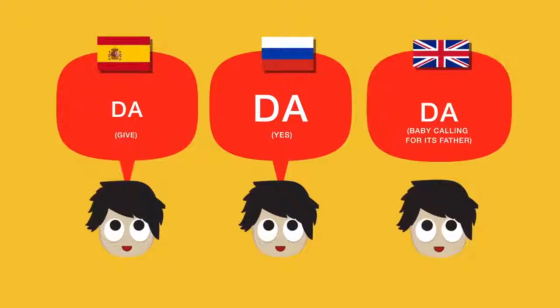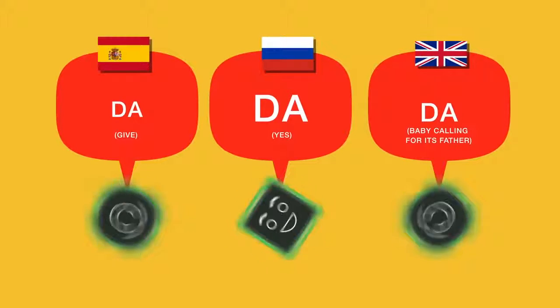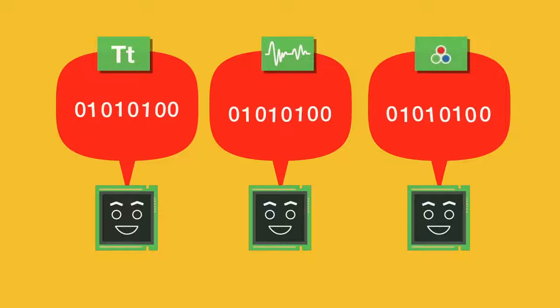Well, you can't from seeing the string alone, just as you can't tell what the sound "da" means from hearing it in isolation. You need context to tell whether you're hearing Russian, Spanish, or English. And you need similar context to tell whether you're looking at binary numbers or binary text.